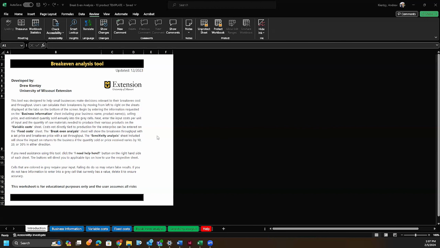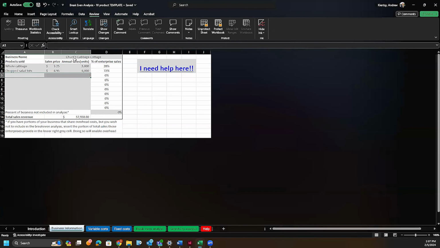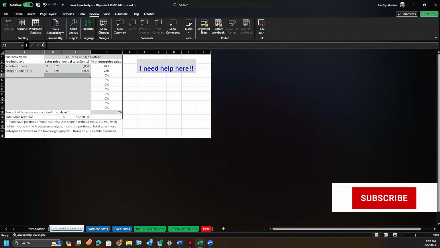We're going to walk through a scenario today about a business that processes and packages cabbage, called Chuck's Cabbage Cottage. There are currently two products sold, whole cabbage and chopped salad kits. Chuck, the owner, has two problems he wants to solve with the tool. He thinks he is not making money on his salad kits, and he wants to see what adding sauerkraut as a product will do to his profitability.